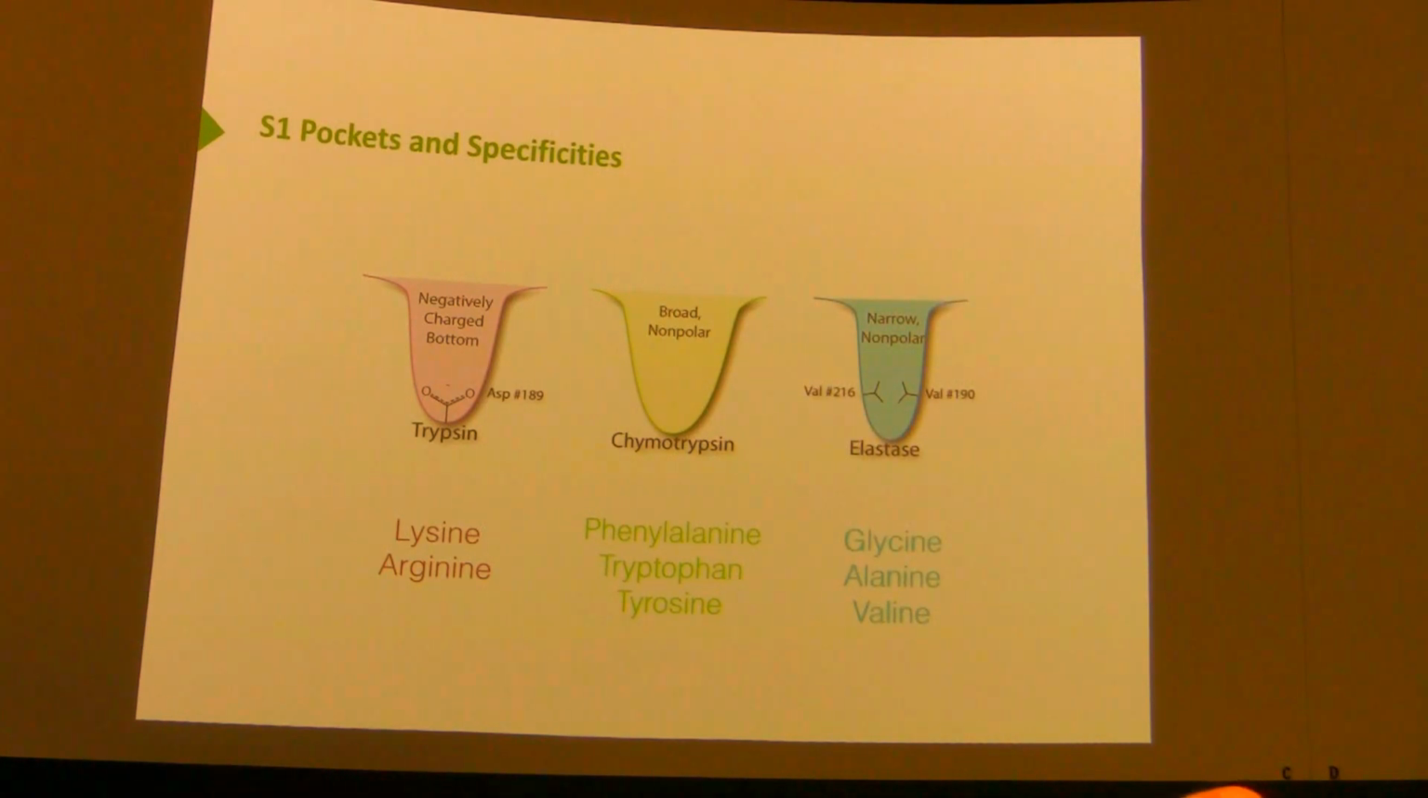Here's the S1 pocket of another serine protease known as elastase. It has a narrow, nonpolar S1 pocket, and it likes to bind glycine, alanine, valine. Okay? So the nature of the S1 pocket is what's determining the specificity of the enzyme.